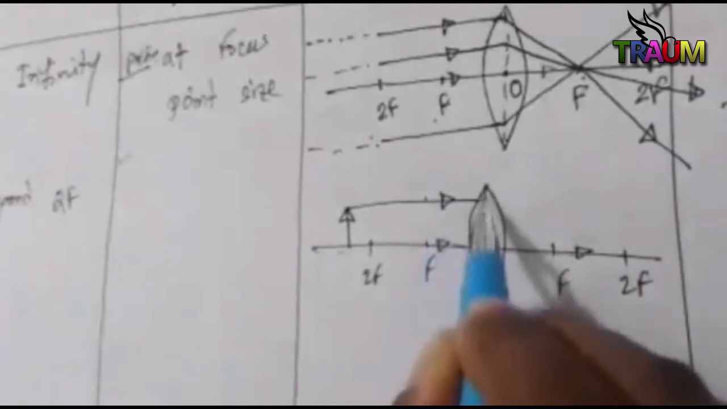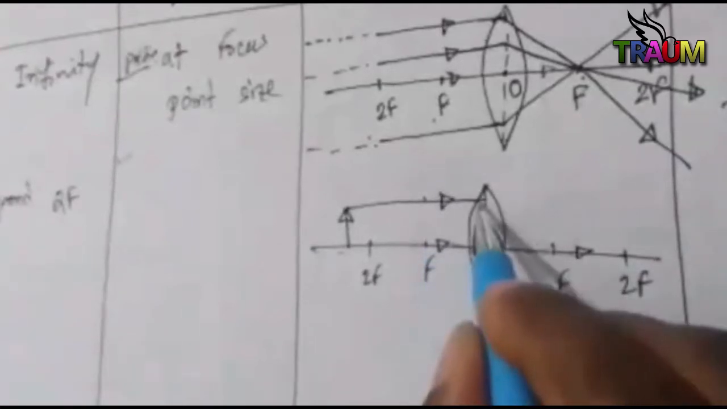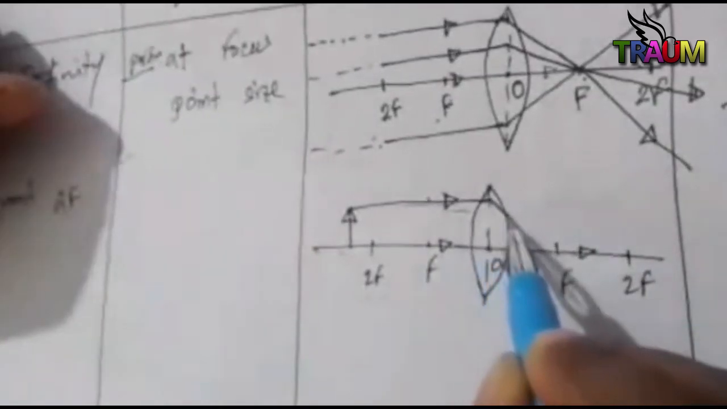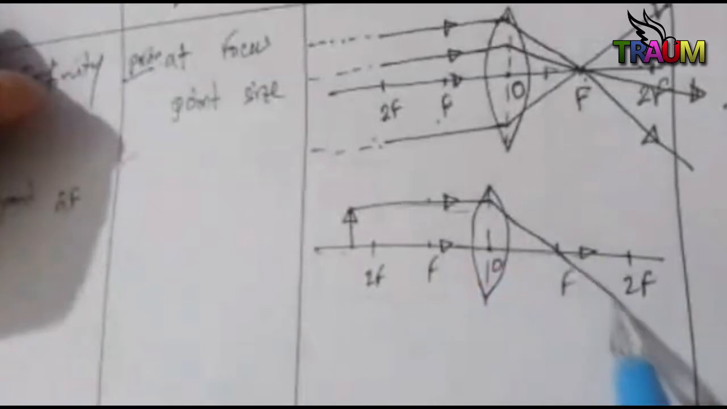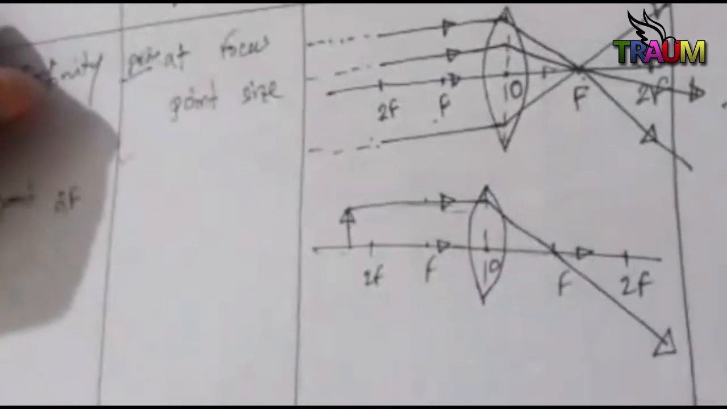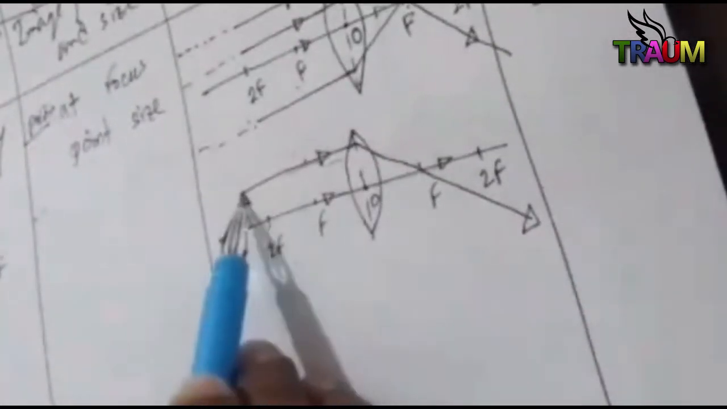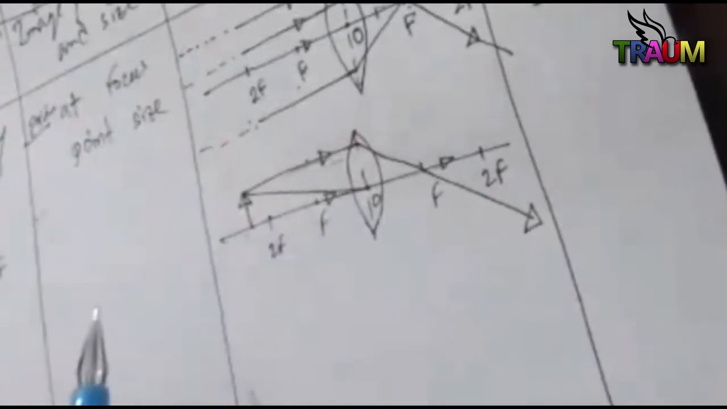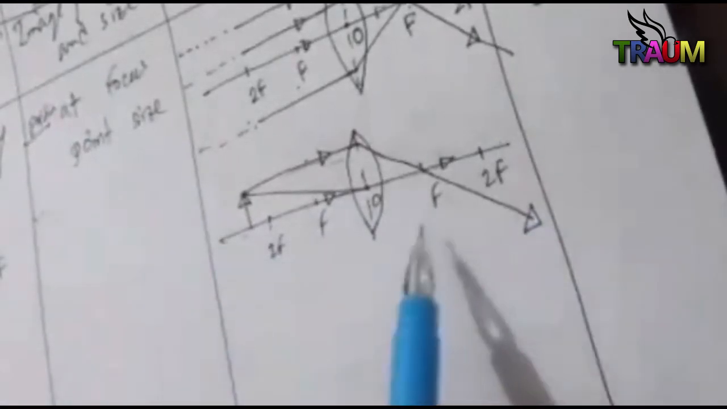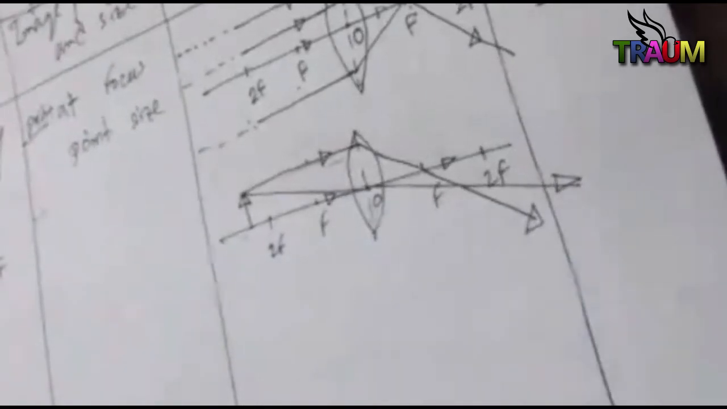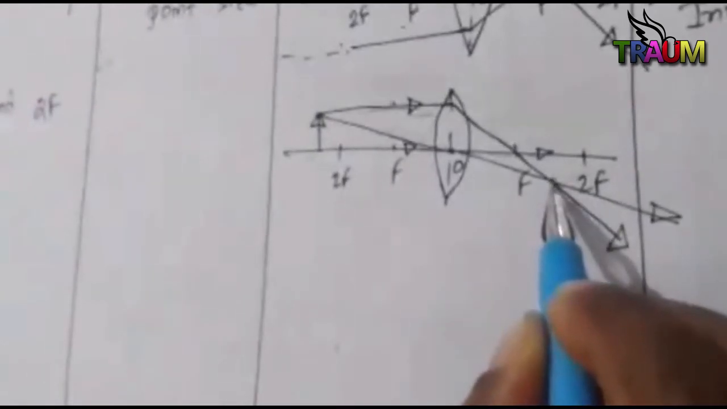One light will be parallel, comes and falls on the lens, and what will happen for this one? This will also go through the focus, right? Yes, ma'am. Another light which will go through O, that is optical center, and it will not bend. So where the light rays meet, this is our image position.